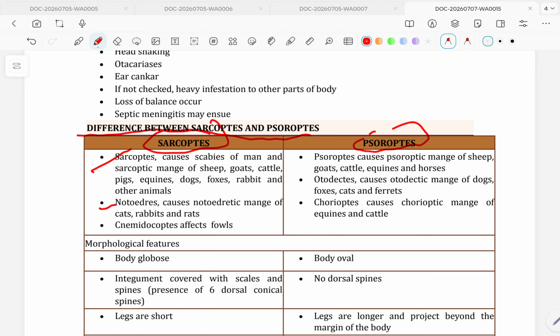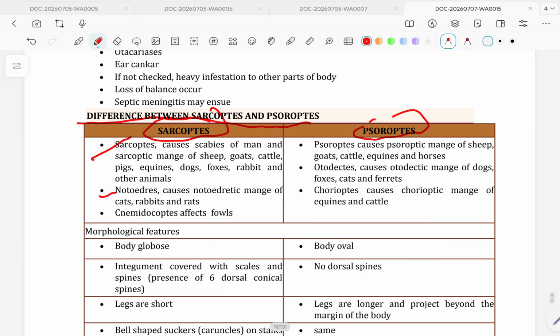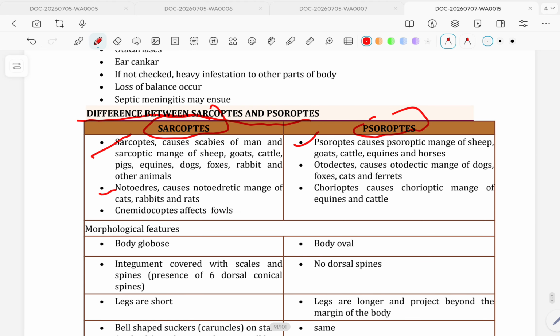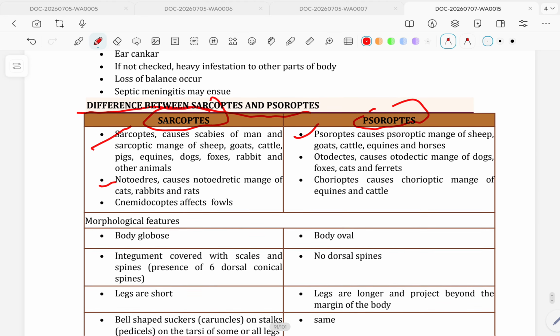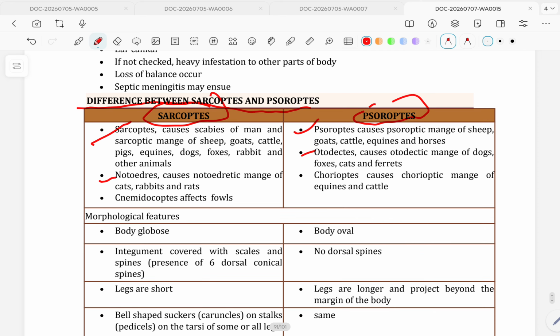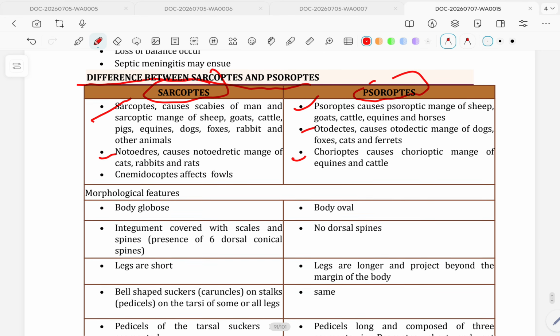Notoedres causes notoedric mange of cat, rabbit, and rat. Knemidocoptes affects fowl. Psoroptes causes psoroptic mange of sheep, goat, cattle, equine, and horse. Otodectes causes otodectic mange of dogs, fox, cat, and ferret. Chorioptes causes chorioptic mange of equine and cattle.